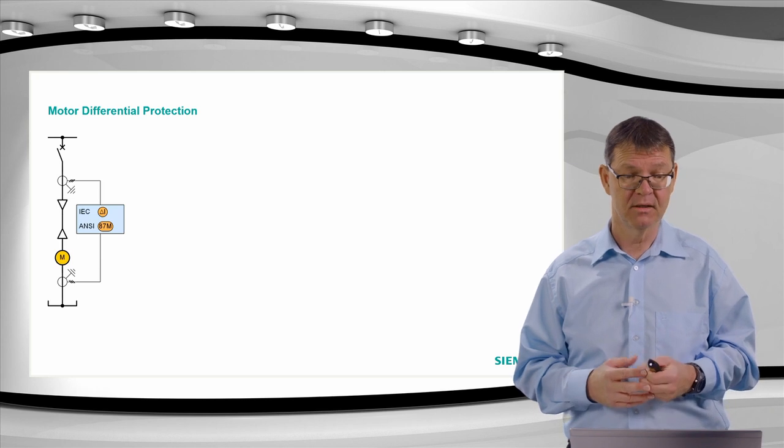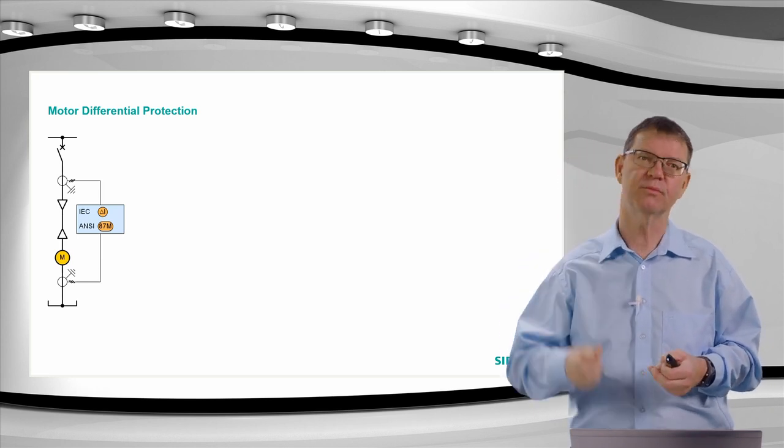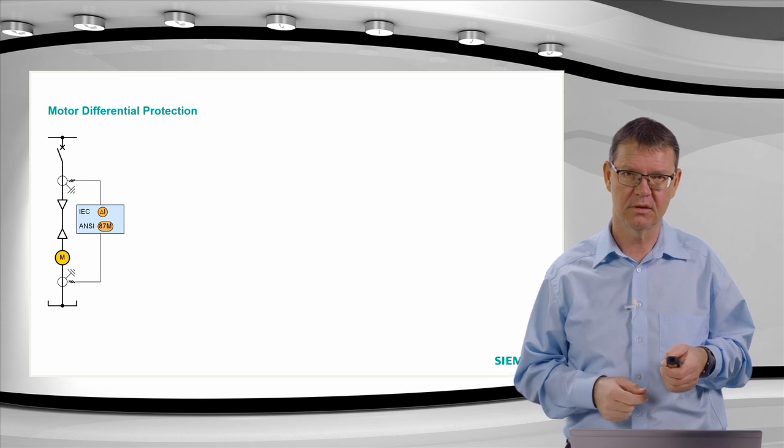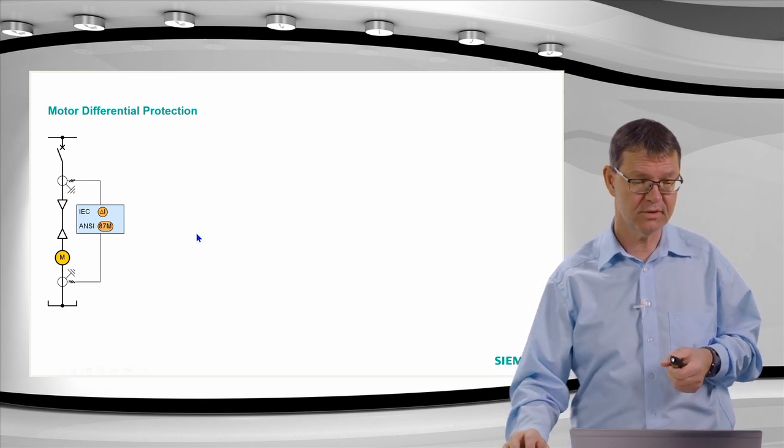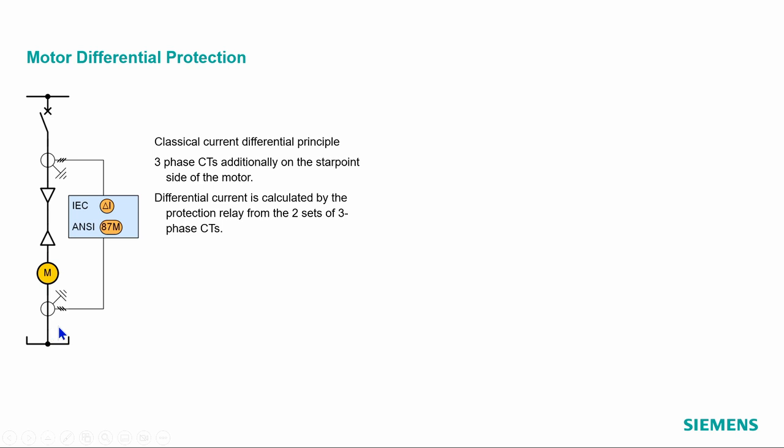Good. We have the classical principle of the motor differential protection, as you see here on the left-hand side. So I have a current transformer also on the start point side in the relay. Then I make the calculation of the differential protection here. The classical principle, we need three-phase current transformers additionally on the start point, and I do the calculation in the relay. We do this phase selectively for each phase.